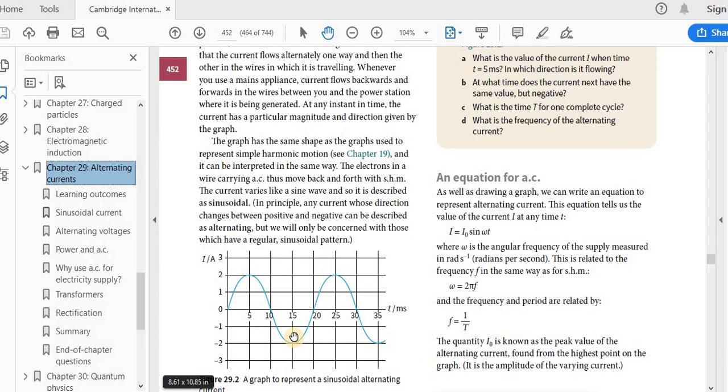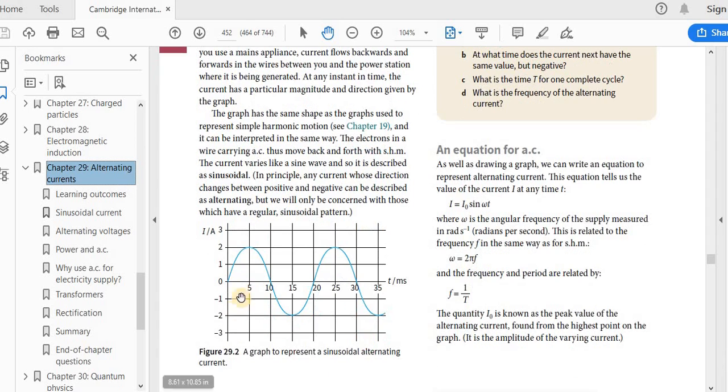So for half the time the current flows to the left, let's say, and half the time the current flows to the right. So you can see that over here in this graph, this is an alternating current, and as a result it is sinusoidal. So for 10 milliseconds it is flowing in one direction, say in the positive direction, maybe to the right or upwards. Then the remaining time it flows to the left, or in the other direction, so in the reverse direction.